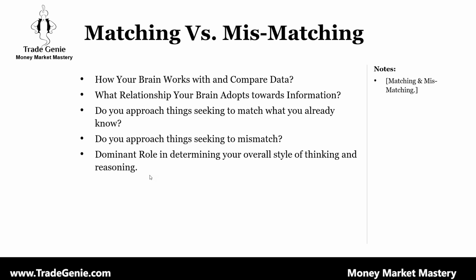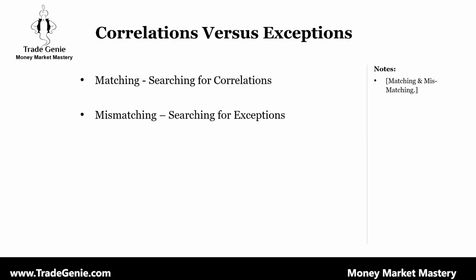So, matching and mismatching. There are a few slides I want to show you, and then you go and do the research. There is something called correlation versus exception, and there is something called correlation versus causation. I did another coaching session on correlation versus causation about 3-4 weeks ago, and I'll teach it again. That's a different topic. Sometimes we think something is correlated when it's actually causing it. But here we are talking about correlation versus exceptions.